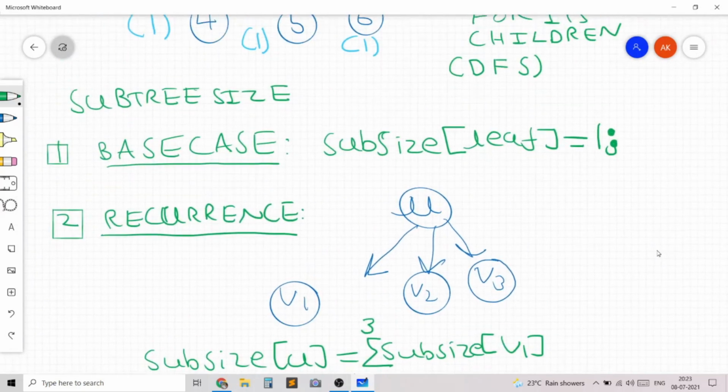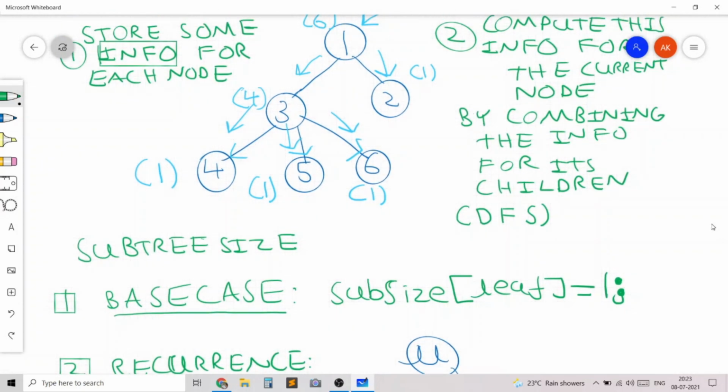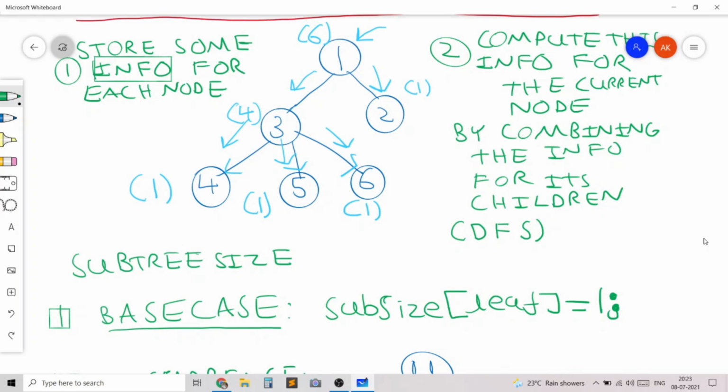Now to understand why this works, let's consider the example of 3. We know that 3's children are 4, 5 and 6, and when we add the subtree sizes for 4, 5 and 6, we get 3, and 3 actually represents the subtree size for everything which is below the node 3. And since we have accumulated all those subtree sizes, or we found out the number of subordinates below 3, we know that the total number of subordinates for 3 is all the subordinates below 3 plus the node 3 itself.